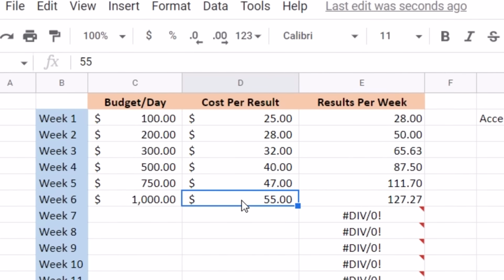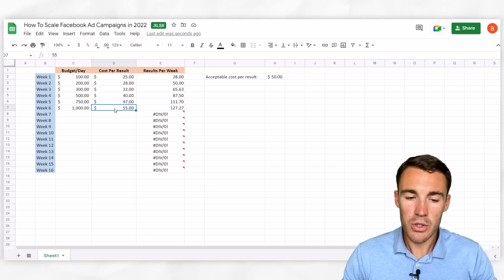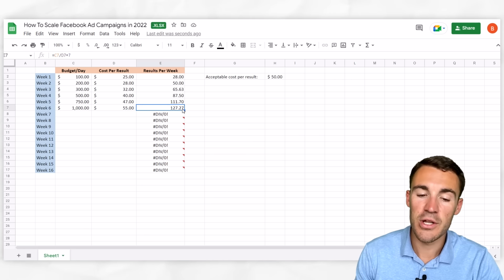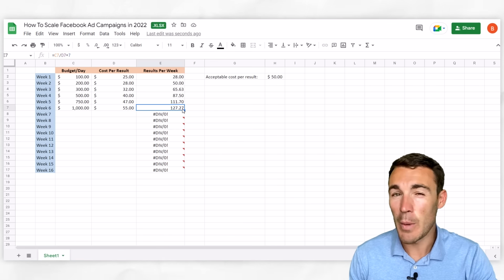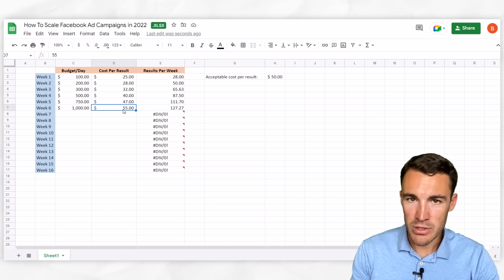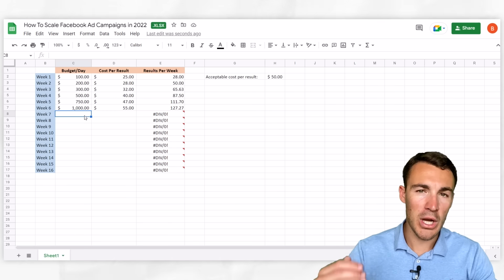So we've now gone over our acceptable cost per result. Results have gotten too expensive. Yes, we've increased the overall volume, which is great, but we're paying too much for them. And this sort of thing happens as you scale. Now, what do you do here? You've got two options. Firstly, you can reduce the budget back down, and that's the option that I would most likely take.